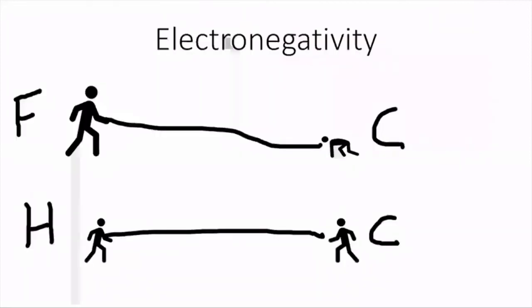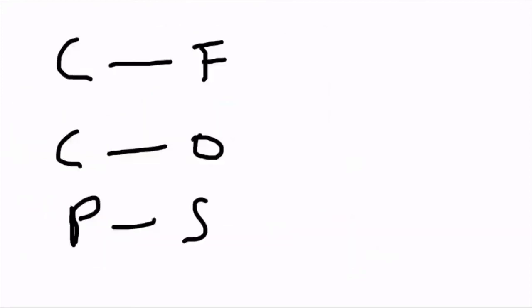You can think of electronegativity as a tug-of-war contest. In a bond between fluorine and carbon, fluorine will easily beat carbon as it's more electronegative and will pull all the electrons from carbon. In a contest between hydrogen and carbon, it will actually be a tie since their electronegativities are so close to each other. In a compound, when an element is more electronegative, it will have a partial negative charge.